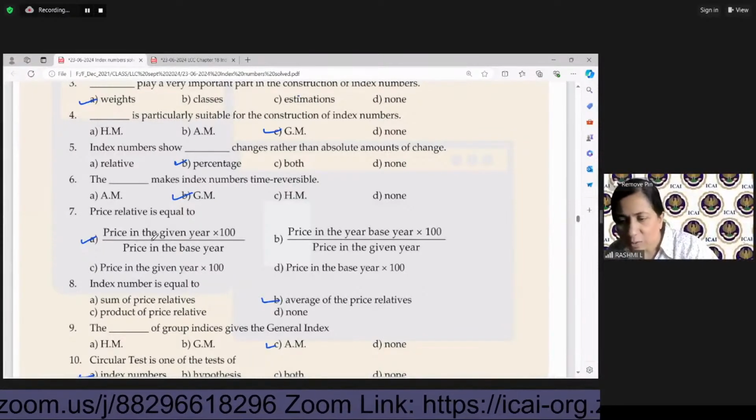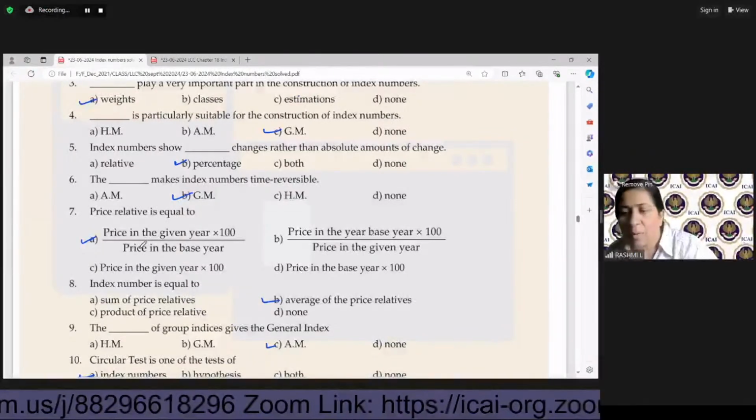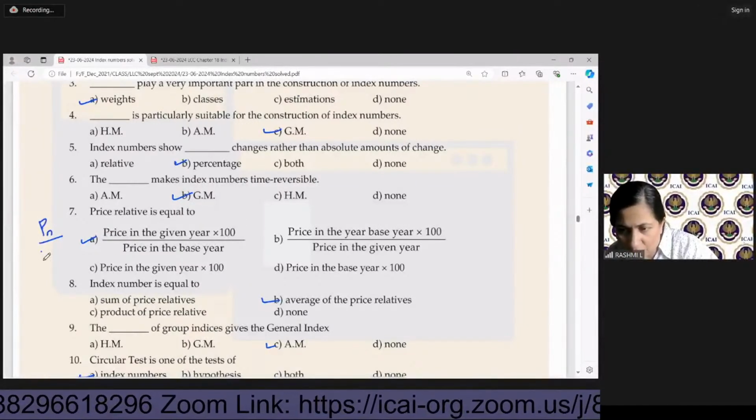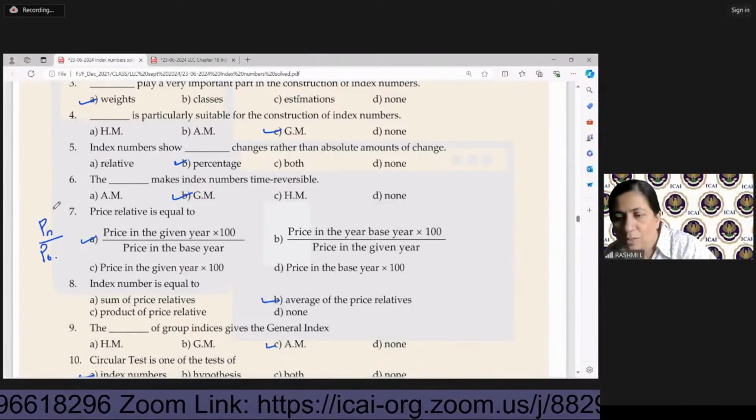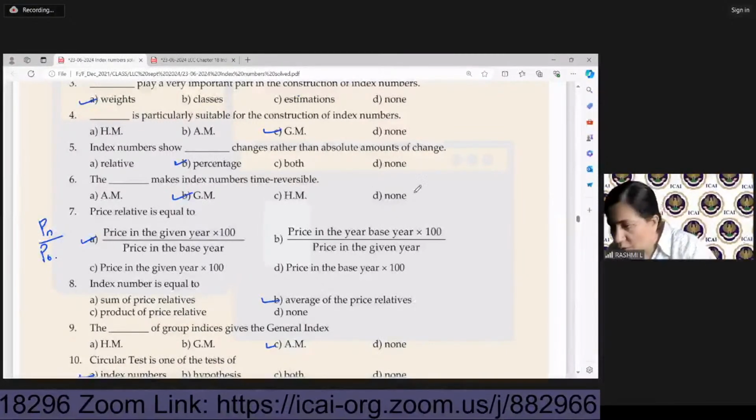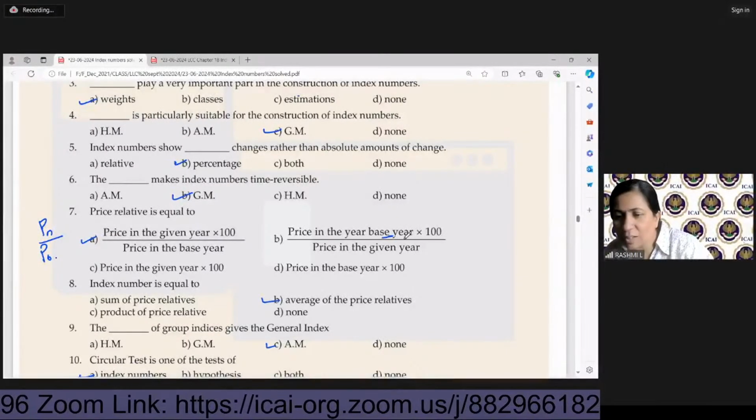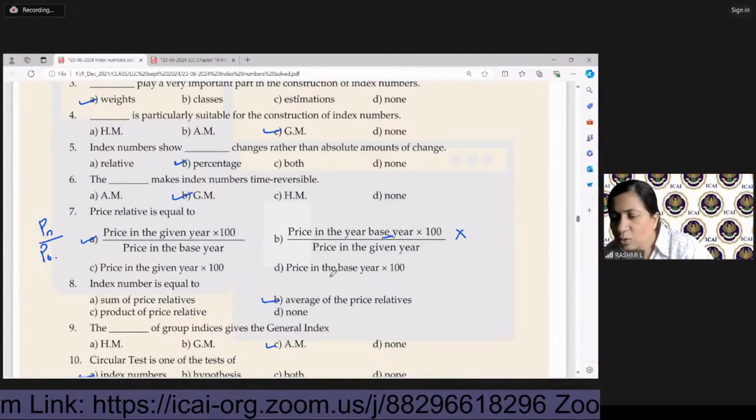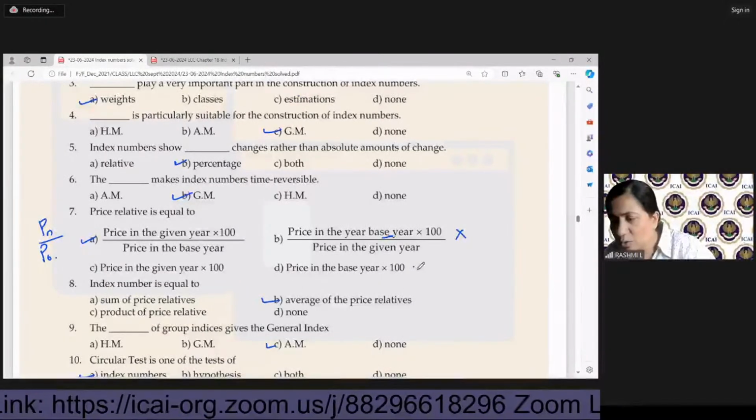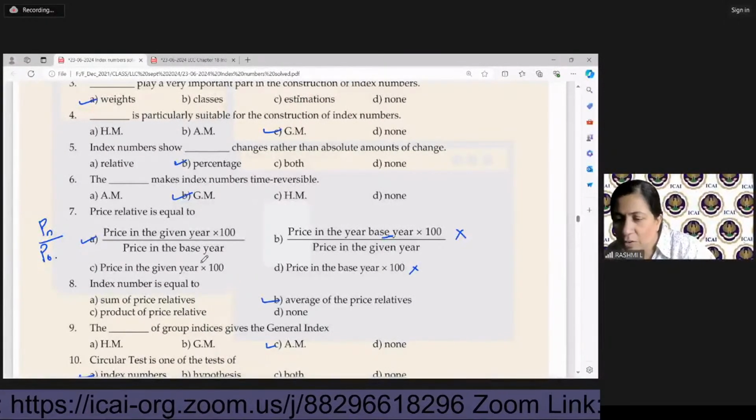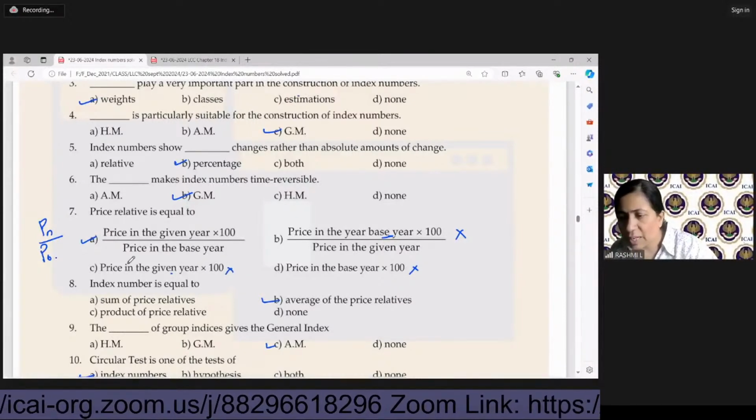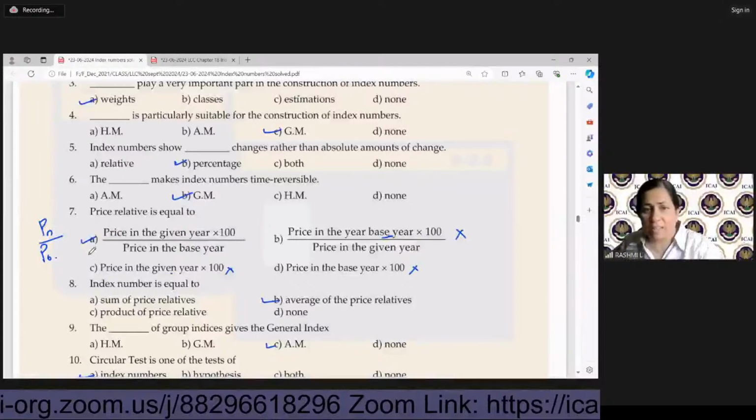Price relative is equal to price in the given year upon price in the base year into 100. So Pn upon P0. Okay. So this is important. Here, the base is taken in the numerator, so therefore B is not the correct answer. D is only talking of base into 100, so this is also not correct. Now, the given year, this is also not correct. So between A and B, A is the correct answer.